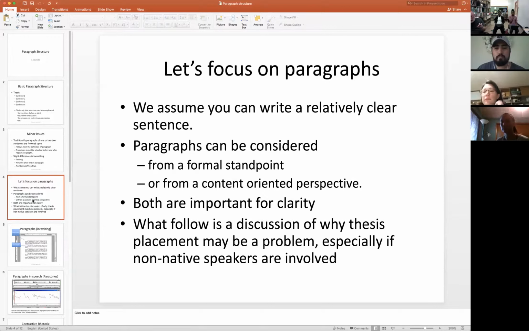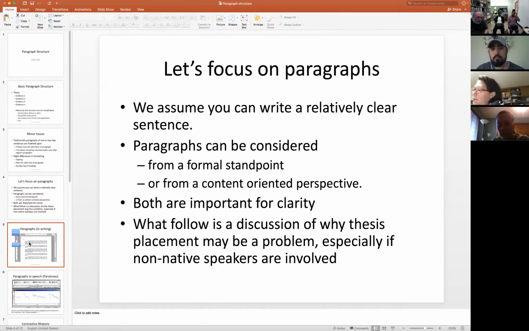And both are important. That is, you need to take care of both. You cannot just say, oh, I'm just focusing on content, so I don't care what it looks like. Remember the whole idea of signposting? The structure of the paragraph signposts, this is a paragraph. This is a conceptual unit that is there, okay? And then, as I said, the problem with the non-native speakers that we're going to address in a minute.